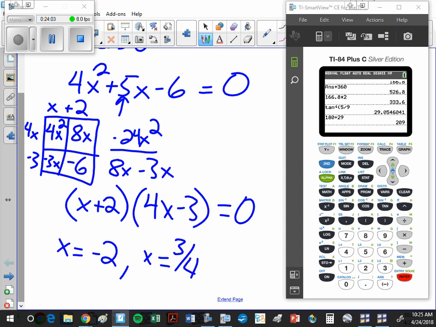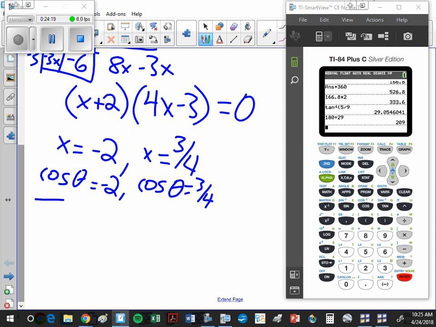Okay, does everybody understand that? But what is x? Cosine of theta. So the cosine of theta equals negative 2, or the cosine of theta equals 3/4. Yes, but that one can't happen. It's bigger than 1. And what if you forget that? You're going to plug it into your calculator, and your calculator will say, error, can't do it. H cannot be smaller than A. So this one actually doesn't work.